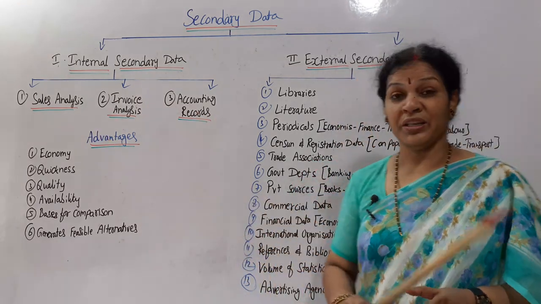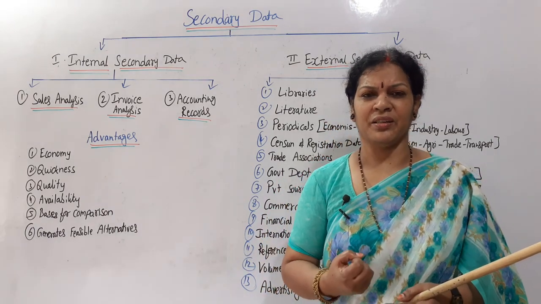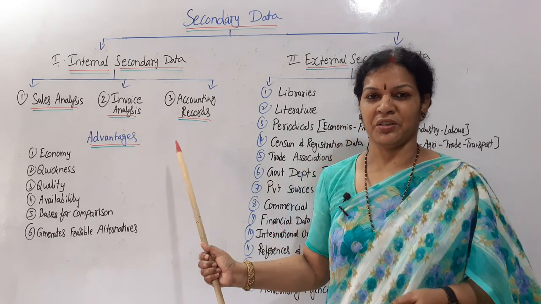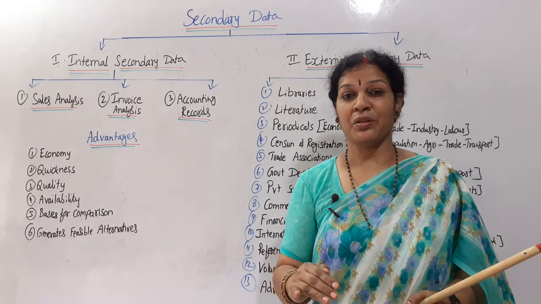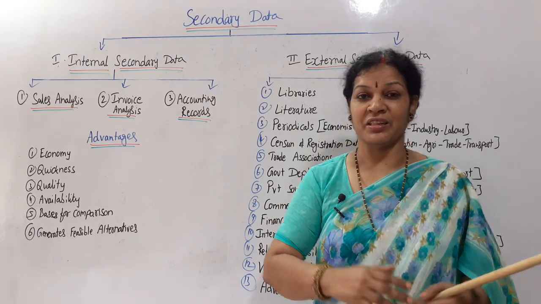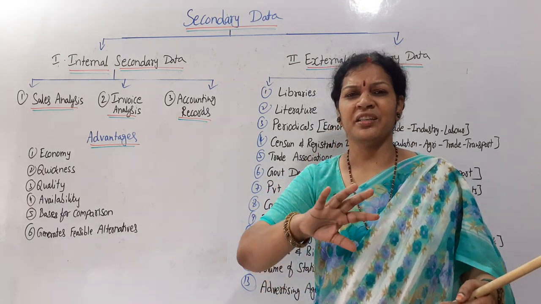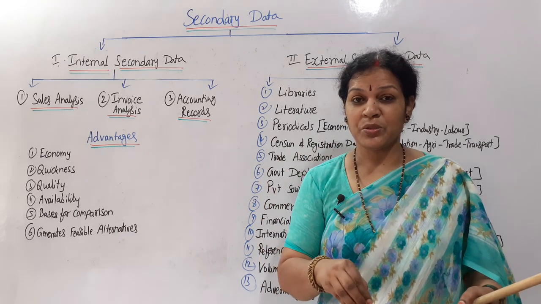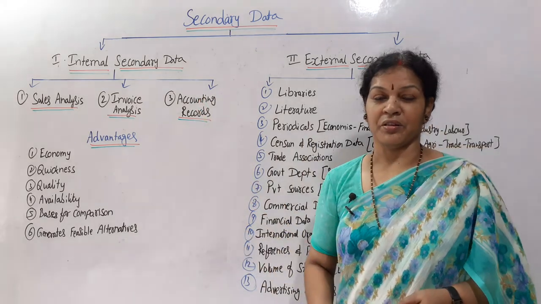Third one is accounting records. Through accounting records also you can get the data. Suppose we need the last 5 years' balance sheet. Where do you get it? From the accounting records. We want any particular information related to assets only: how many assets were there, how much is decreasing, how much is increasing, and in the same way reserves, liabilities. It can be anything related to information required from the accounts department. That we can call accounting records.